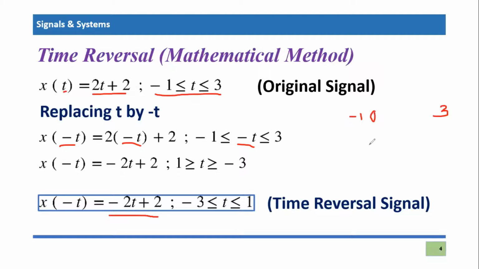So now the new signal will be from -3 to 1. So you see, this is kind of reversal in the time domain, right? And we are going to also notice this in graphical form. So let's move to the graphical form to understand it a bit further.